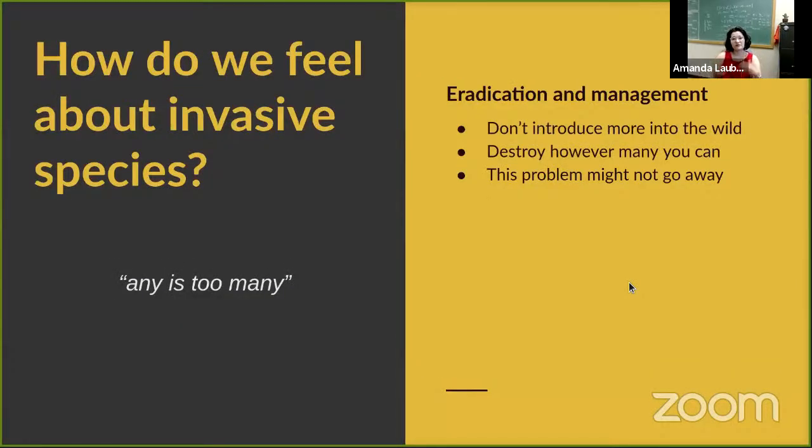In both these situations, what we're seeing is that the way we deal with invasive species is in terms of eradication and management. We don't want to introduce more of these into the wild. Whenever we can, we want to destroy them. And if we can't do those two things, the problem might not go away.